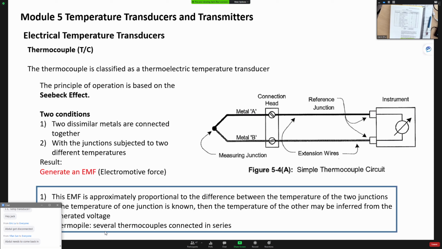A thermopile is when you put several thermocouples together. It's a good idea to know this. And I think I already showed you that day when I did the demonstration.